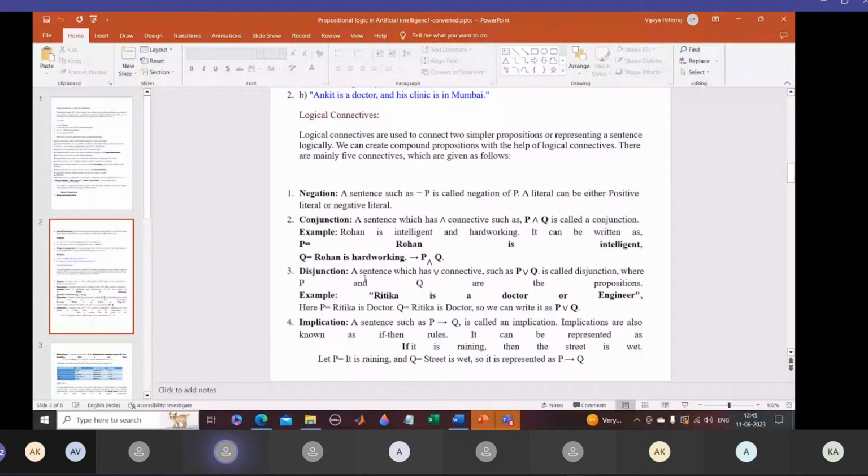So this is the model-based reflex agent. And they have the internal state and they have to take care of how the world evolves and how the agent's actions affect the world.